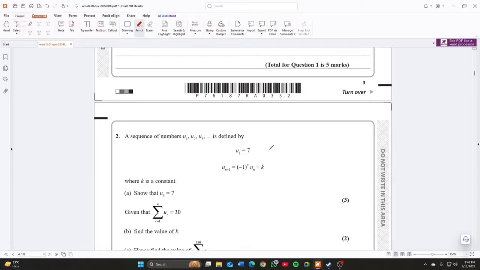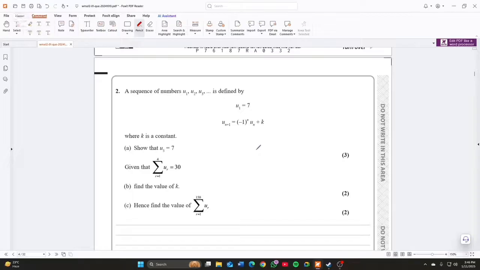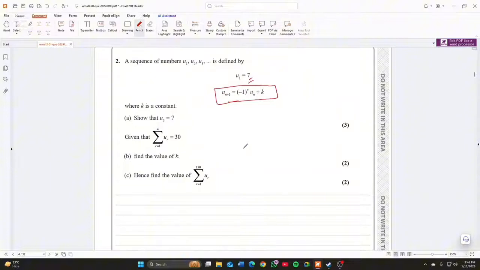Moving on to question 2, we have this. A sequence of numbers u1, u2, u3 is defined by this: u1 is 7 and u n plus 1 is minus 1 to the power n times un plus k, where k is a constant. Okay, show that u5 is 7. We have to show that u5 would be 7.